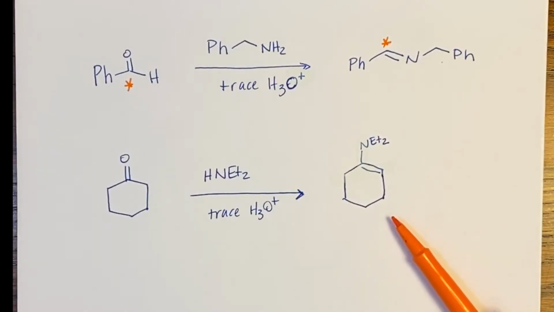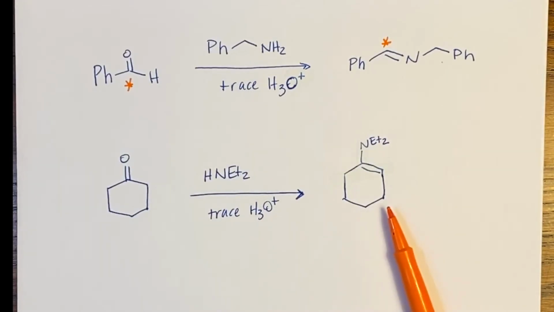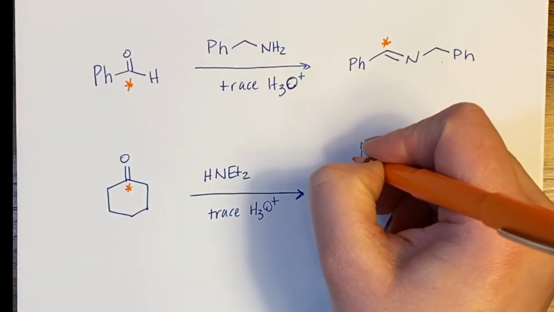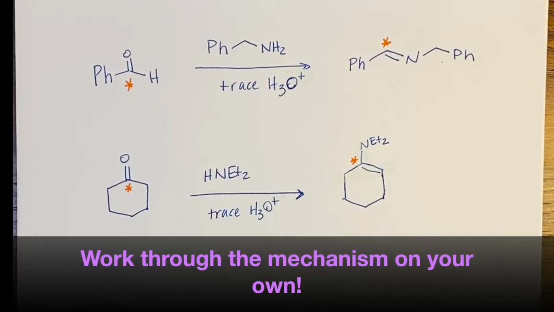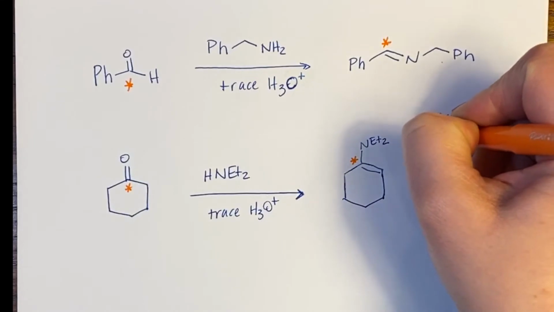And the second reaction here. This is the formation of an enamine. I have a ketone that undergoes a reaction with a secondary amine in the presence of trace H3O+, and I get an enamine as the product of my reaction. Can you identify the carbon where all the chemistry happens? It's this carbon right here. Make sure you know how to work through this mechanism on your own. Be sure you can go through both of these mechanisms on your own.